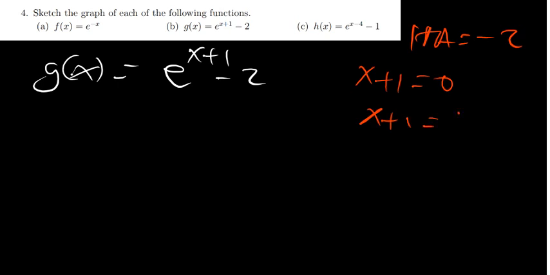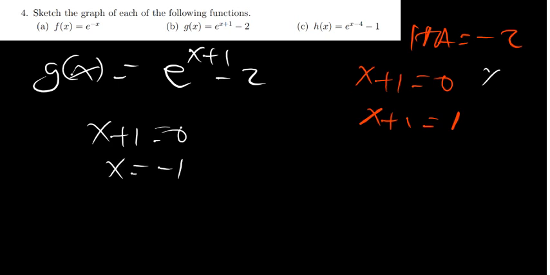Part B, we have g of x, which is e to the power x plus 1 minus 2. Remember, the horizontal asymptote is the number which you have here, which is not an exponential. So the horizontal asymptote is -2. We equate the exponent to two things. So we have got x plus 1 is equal to 0, x plus 1 is equal to 1. Let's solve for x. Let's start with the first one. So we have got x plus 1 is equal to 0, x will be equal to -1.